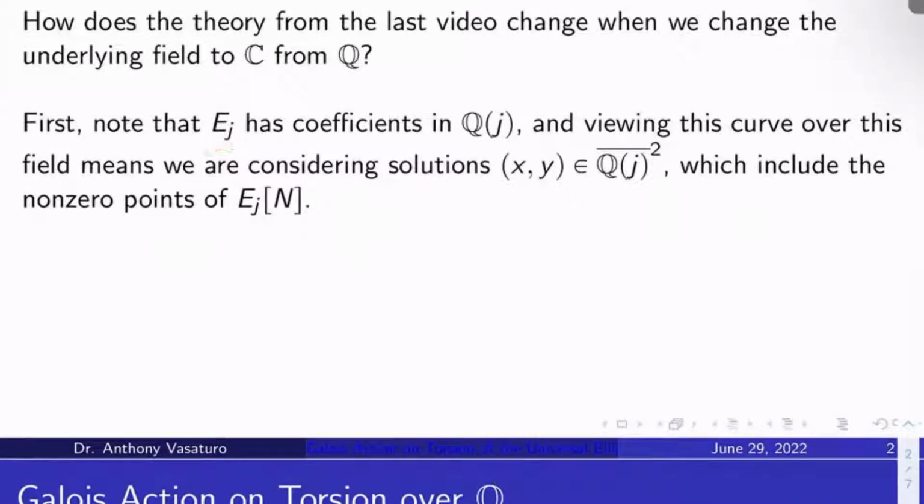Note that the universal elliptic curve E sub j has coefficients not just in C adjoin j, but in Q adjoin j, if you go back to the previous video and see the formula for it. Now, viewing this elliptic curve E sub j as an elliptic curve over Q adjoin j means I'm inherently concerned with solutions in the algebraic closure of Q adjoin j. When I study an elliptic curve over a field, I'm concerned with its solutions in the algebraic closure of that field. Now, these points include the non-zero points of the n-torsion of the universal elliptic curve, because those are solutions to polynomials whose coefficients are functions of the coefficients of the elliptic curve, which live in Q adjoin j.